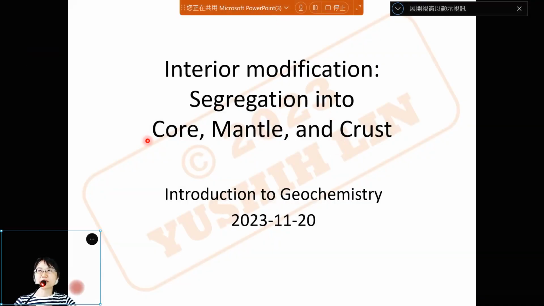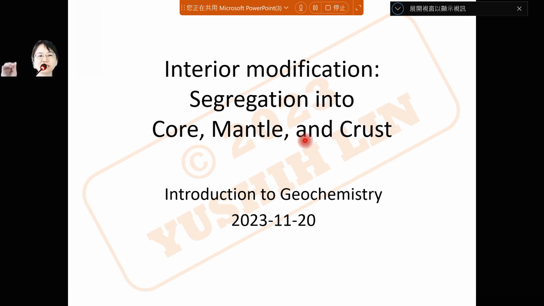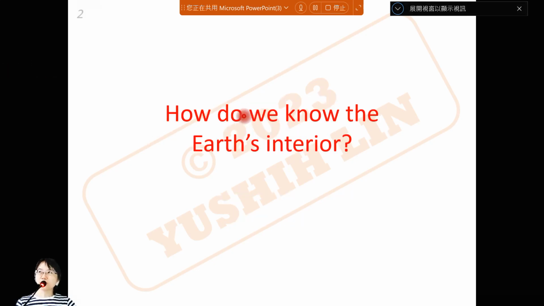Starting from this week, we have 3 weeks of solid earth. And this is the first part, interior segregation. How do we know the interior? Can we have a core sample? No, we never have a core sample. So you have to make a guess.